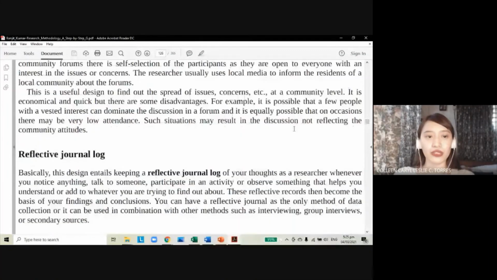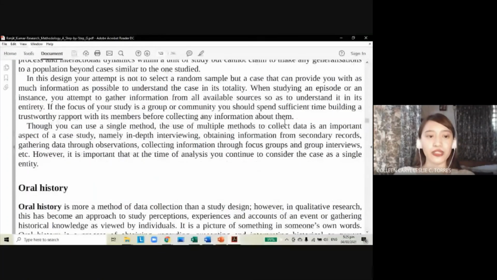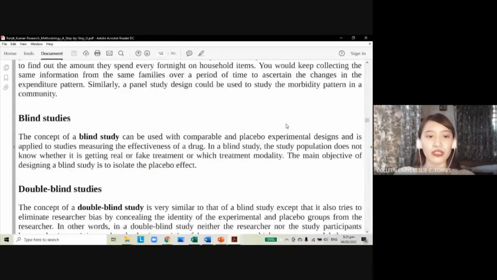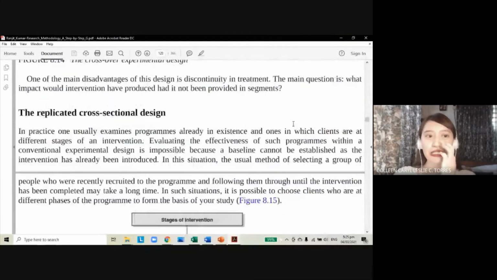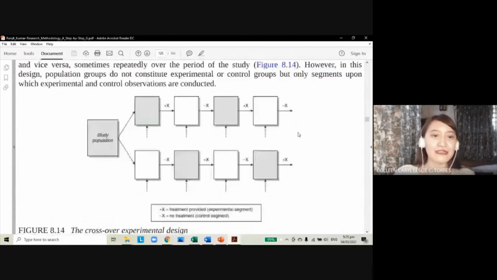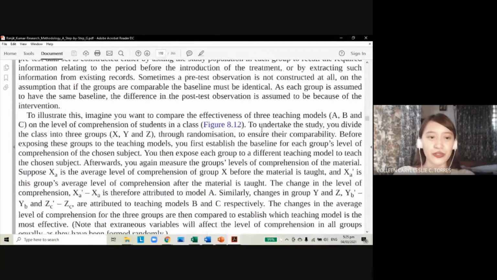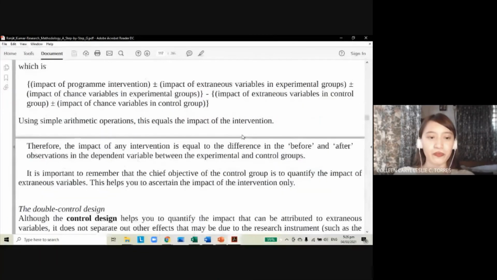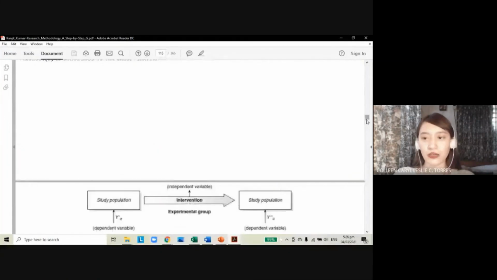Where is that? Dear Lord. Study designs in qualitative research. There are actually many, since in class it just seems like that. Where am I going?